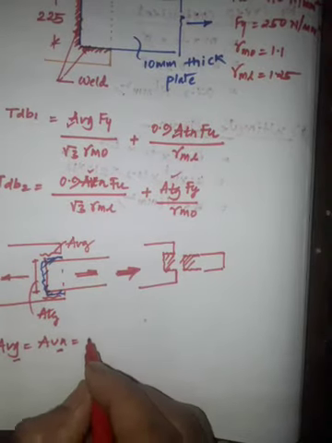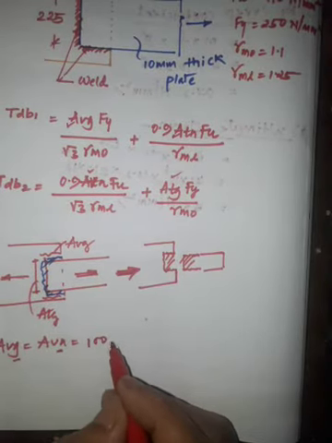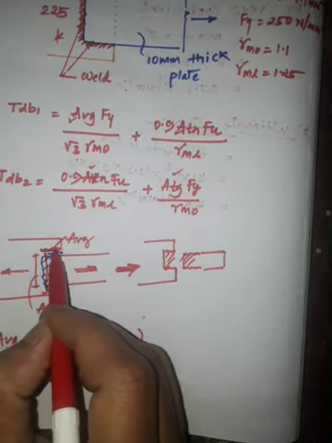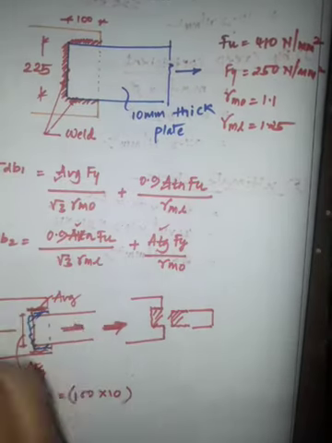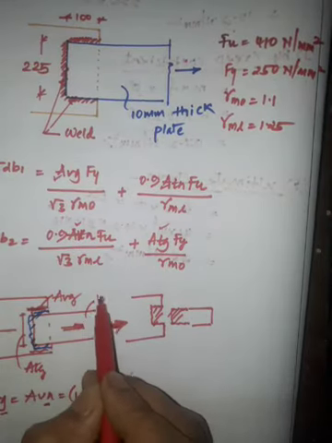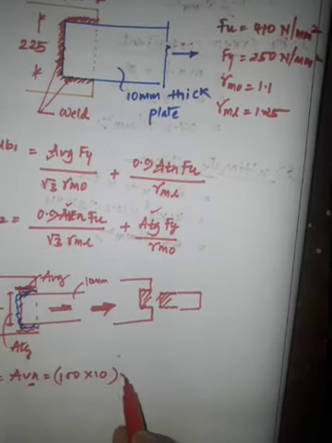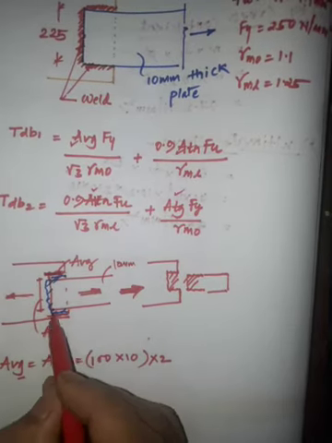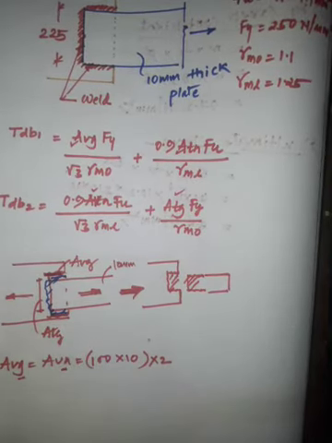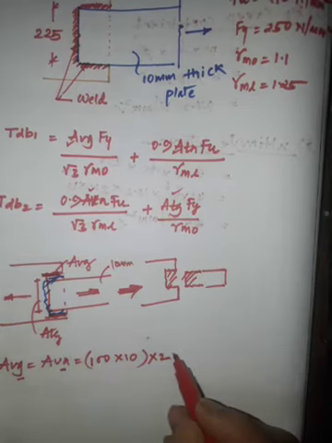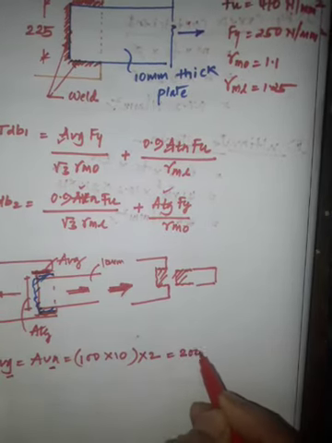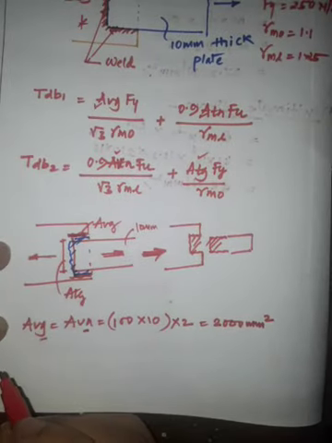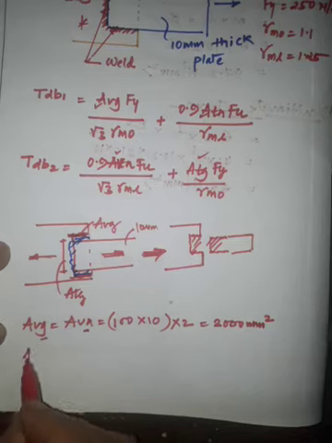So it is 100 into the thickness of the plate, 10 mm, into 2. Why this 2? Because we have failure in this direction and even in this direction. So 100 into 10 into 2, so that you will get 2000 mm square.